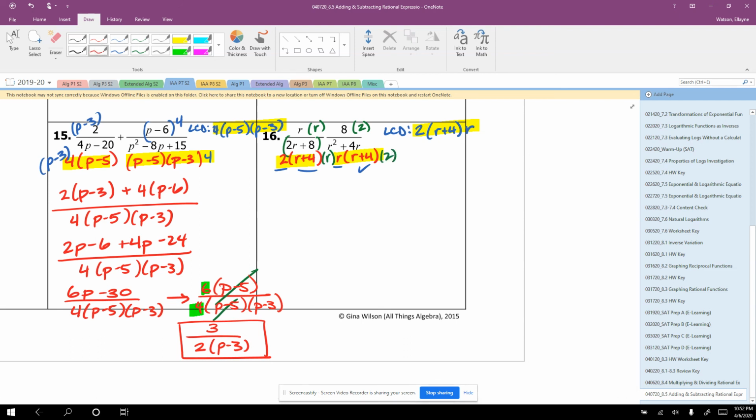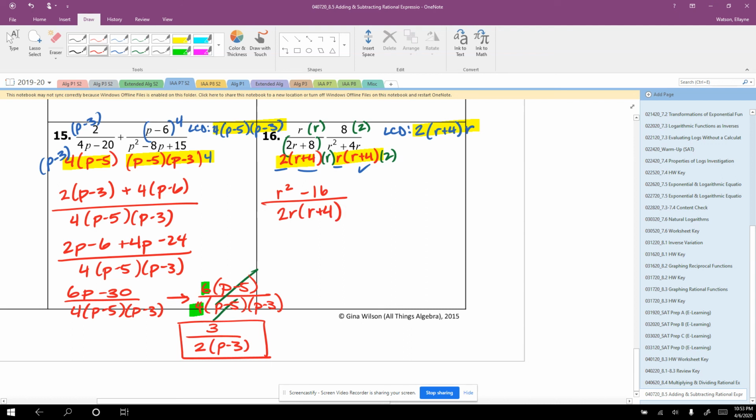Okay, so what do I get? First term, I have r times r, so I have r squared. There's a minus sign there that I wrote over, and then 8 times 2, 16. On the bottom, my least common denominator is what I determined it was as my second step, so I'm just going to rewrite it a little bit. Is 2r times r plus 4.